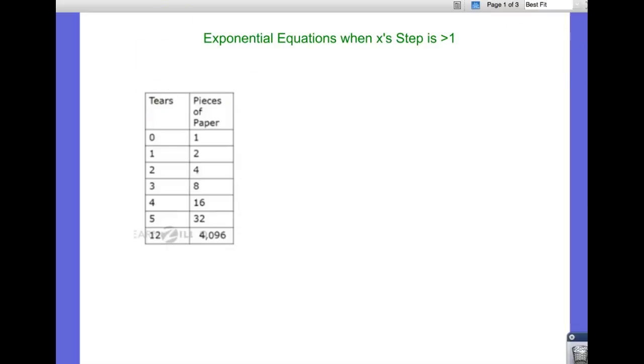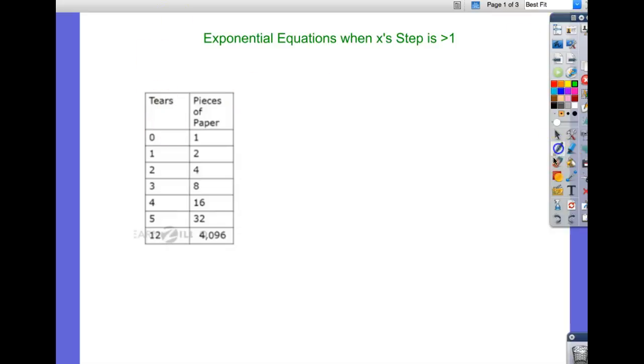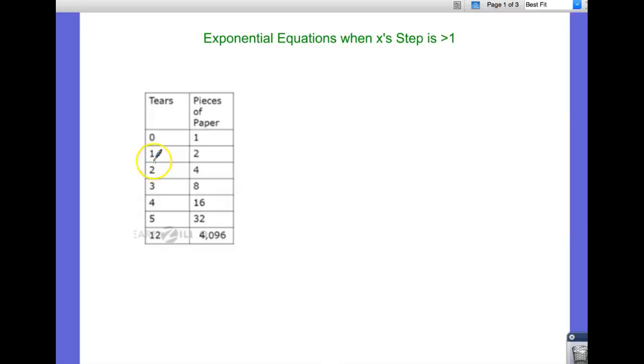Let's take a look at how things change when x's step is greater than 1. So as you can see here, each step is 1, from 0 to 1, 2, 3, 4, 5. But here, we've got a little bit larger step. So what we've been looking at before is, what is the growth factor here?